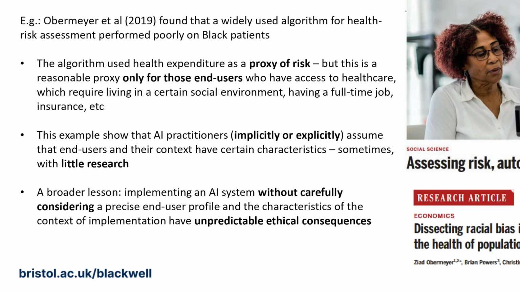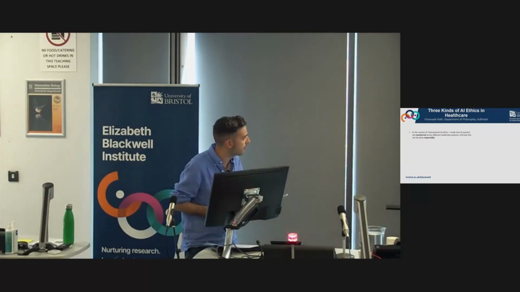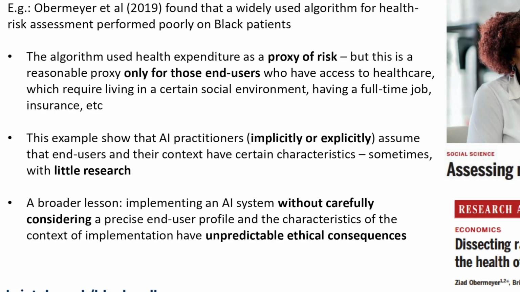And this is not just for AI, but for any simple technology even. Consider bicycles. These are technical artifacts that can provide great benefits to users. They can facilitate physical exercise, they can expand social networks, and all of that. However, these benefits will materialize only if the users have certain characteristics and if the environment is, for instance, conducive to or facilitating the movement of bicycles. If you live in the Netherlands, bicycles are great. If you live in the Amazon forest, then they might not be that good, or at least you need a different kind of bike. So the broader lesson is that implementing an AI system without carefully considering end users' profile and context of implementation has unpredictable ethical consequences.